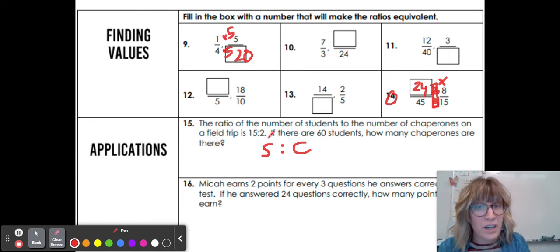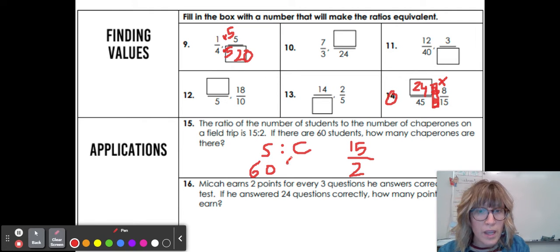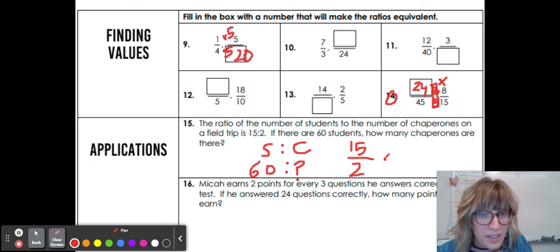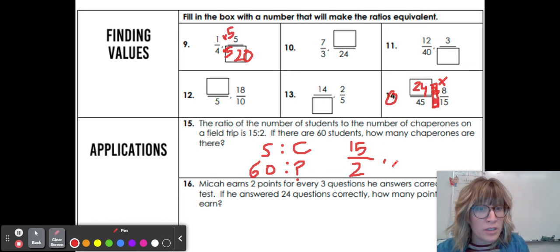So we know a couple things. Just like up here in the top portion, we have some information. We know we started with the 15 to 2 ratio, right? And we know that there are 60 students to a mystery amount of chaperones, but we know that the relationship's proportional, right? We know that the relationship is going to be equivalent. So in this case, we could say 15 to 2 equals, well, students are on the top and chaperones are on the bottom. So we could make this a nice little mystery.